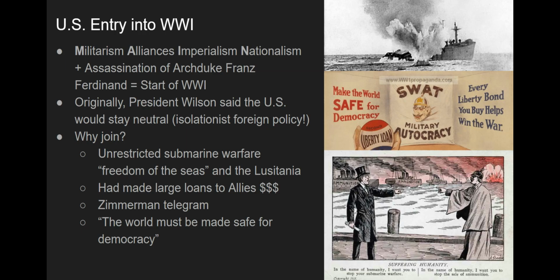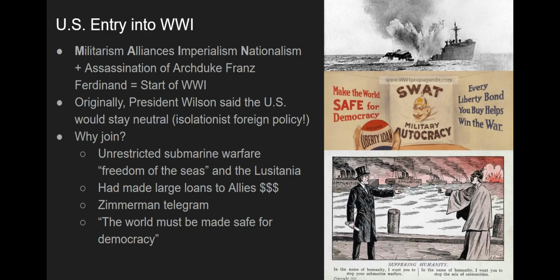The Lusitania is a very famous example of one of these types of ships. It was a British ship, but many Americans died on it when a German U-boat submarine attacked it. We had made these large loans to the Allies, and frankly, we want our money back. We realized if they don't win, they won't be able to pay us back.